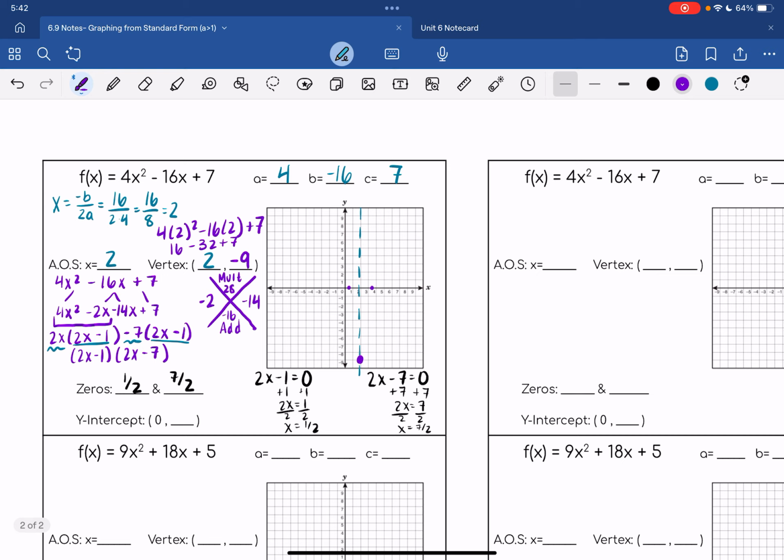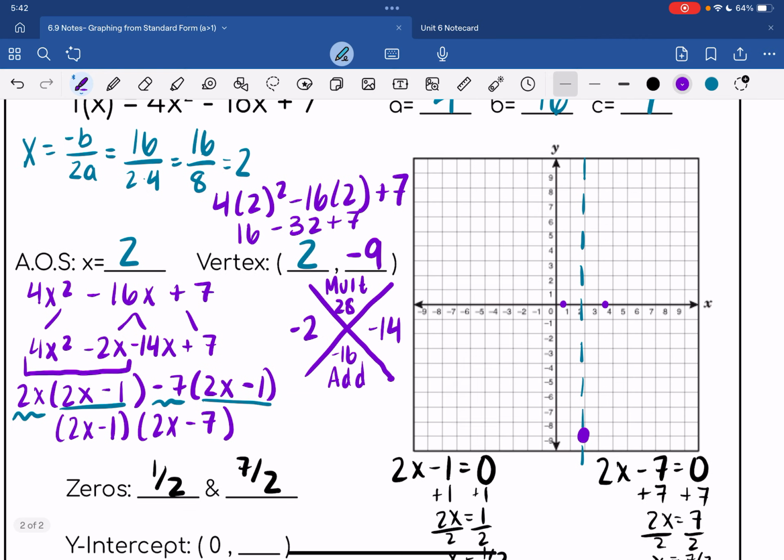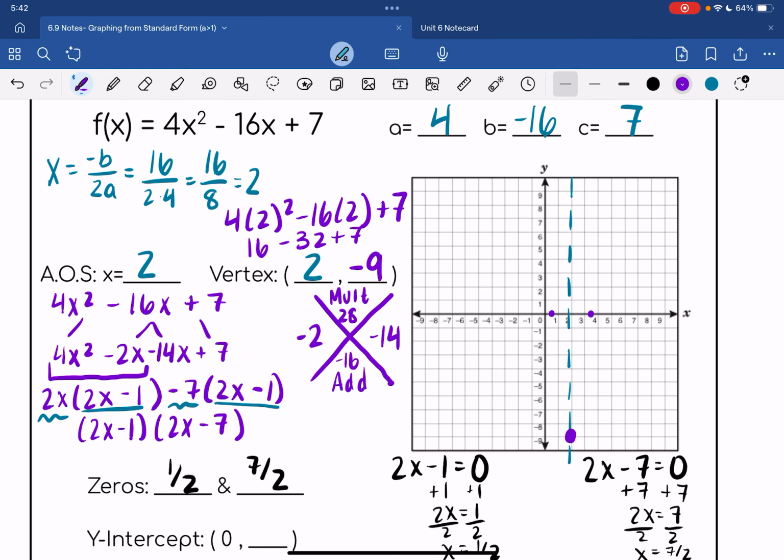So back to our example, our y-intercept here. If I were to plug in 0, 4 times 0 squared minus 16 times 0, that's all zeros, so it's just the plus 7. So our y-intercept here is just 7. We can go ahead and graph that. Then the last thing that we need to do is reflect that, so it's currently 2 to the left, we can go 2 to the right, and we should end up with 5 points.